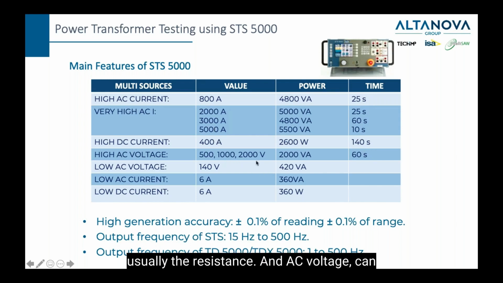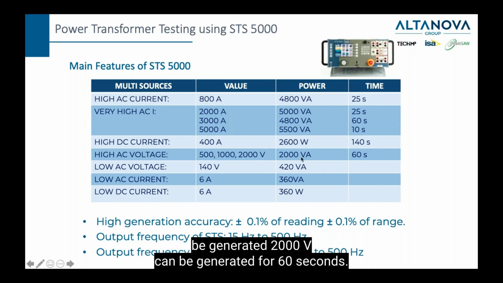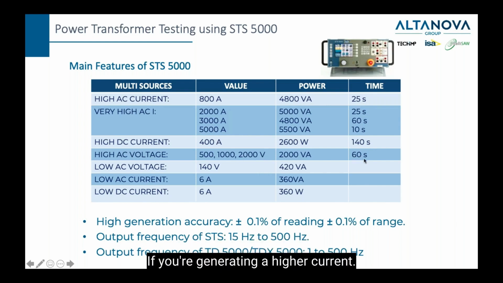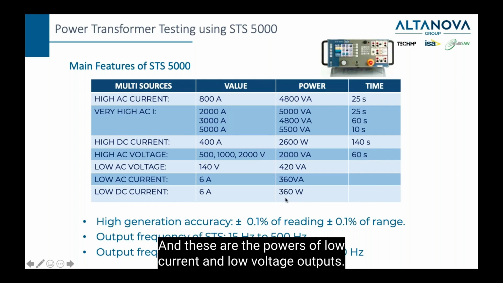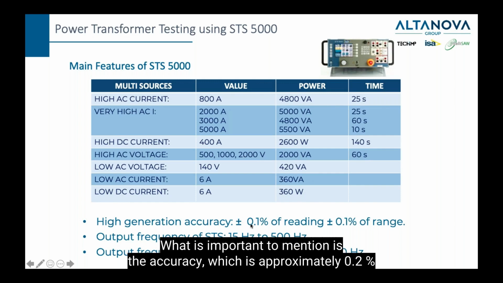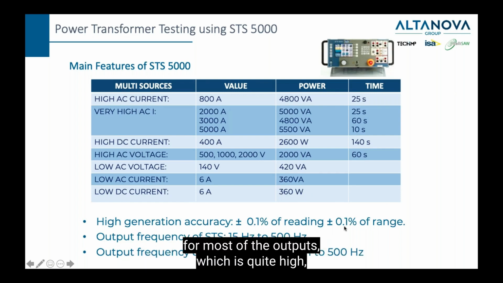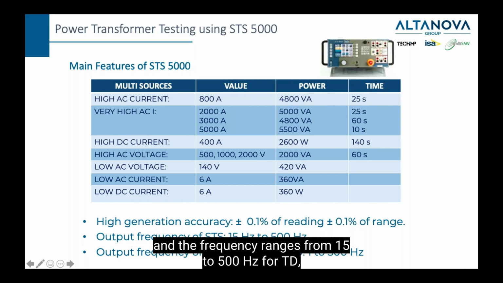And AC voltage of 2000 volts can be generated for 60 seconds if you're generating a higher current. If the current is lower, then you can do it indefinitely. And these are the powers of low current and low voltage outputs. What is important to mention is the accuracy, which is approximately 0.2% for most of the outputs, which is quite high, and the frequency ranges from 15 to 500 hertz.